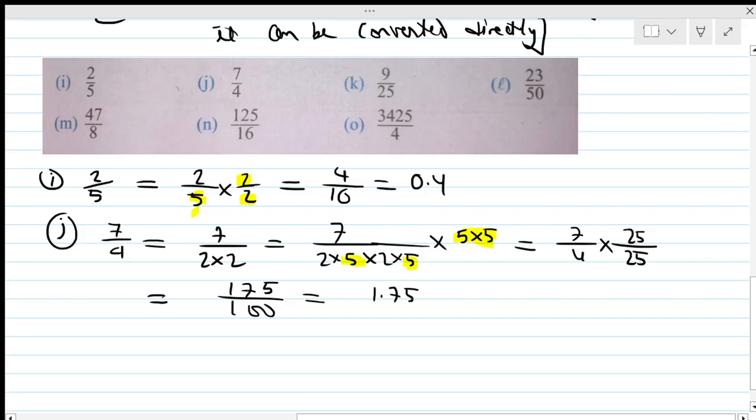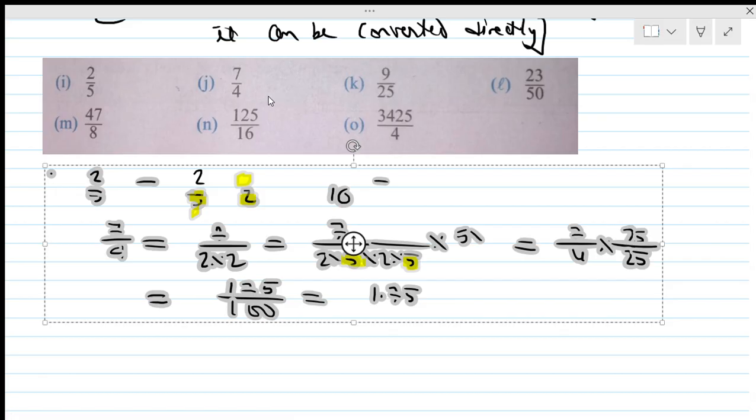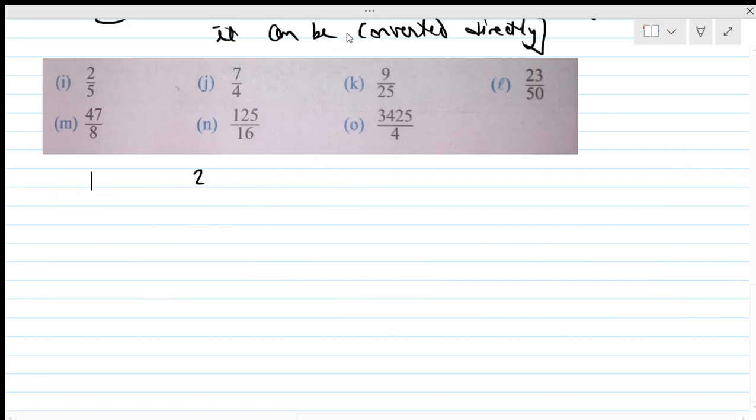So that is number J. And now I go with number K. Number J we did, now number K. So 9 divided by 25 you see.